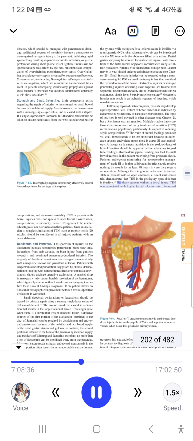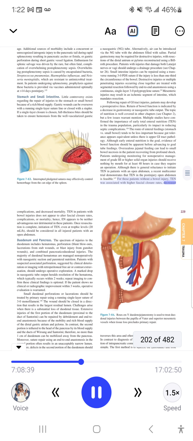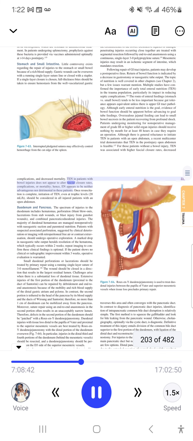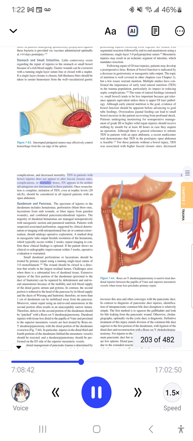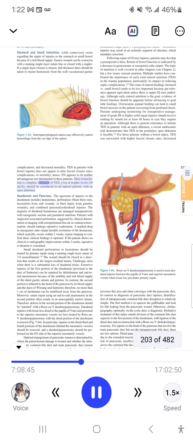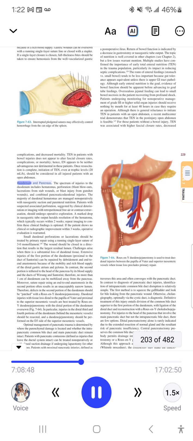For those patients without a bowel injury, TEN was associated with higher fascial closure rates, decreased complications, and decreased mortality. TEN in patients with trauma bowel injuries does not appear to alter fascial closure rates, complications, or mortality. Hence, TEN appears to be neither advantageous nor detrimental in these patients. Once resuscitation is complete, initiation of TEN, even at trophic levels of 20 ml/h, should be considered in all injured patients with an open abdomen. Duodenum and pancreas.